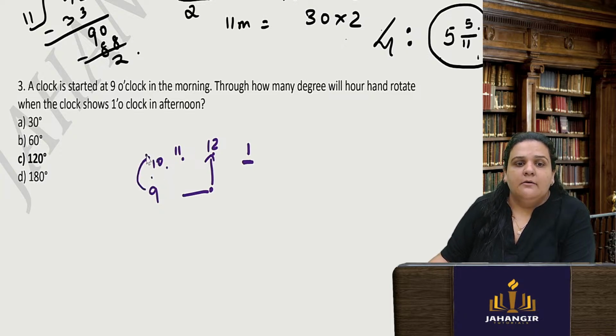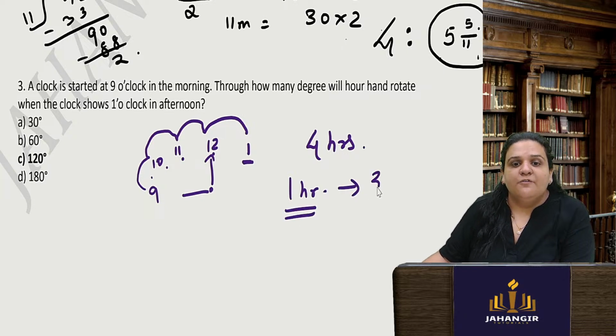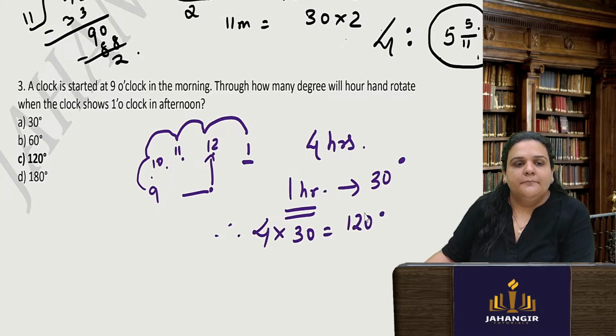9 to 10, 10 to 11, 11 to 12, 12 to 1. 4 hours. In 1 hour space, what is the angle formed? 30 degrees. Therefore, in 4 hour space, it will be 4 into 30, 120. So, it will form an angle of 120.